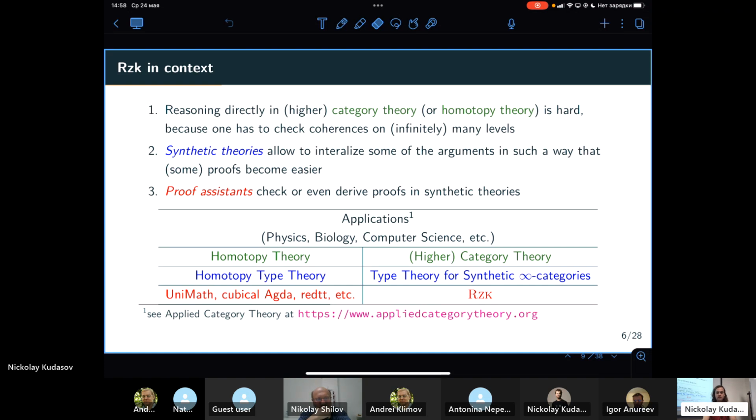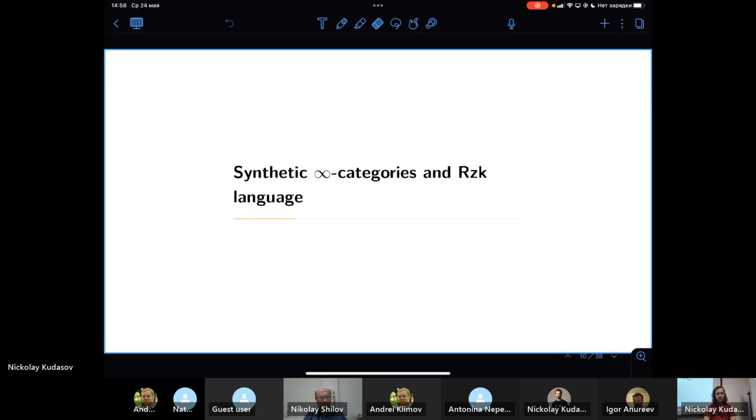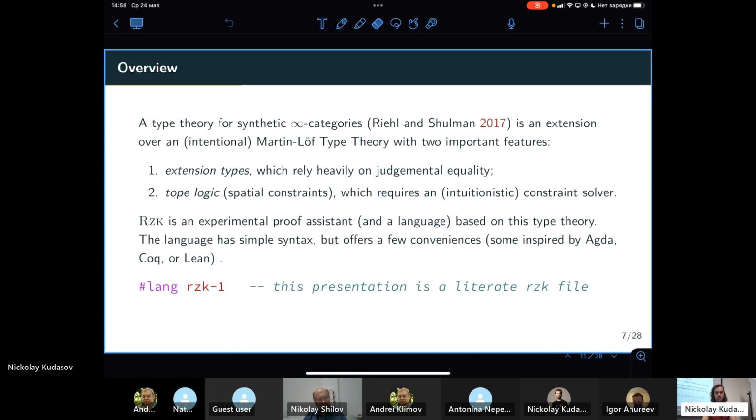Anyway, so this is the context. If there are no questions, then we move to the actual language and talk a little bit about what is possible right now. So again, this is going to be still an overview. I'm not going to give all of the definitions for the synthetic infinity categories. We can maybe get a deep dive into that another time. But today I thought it would be useful to just give a general sense of what the proof assistant is about, what some of the interesting features of the proof assistant and the theory are, and what we have achieved.